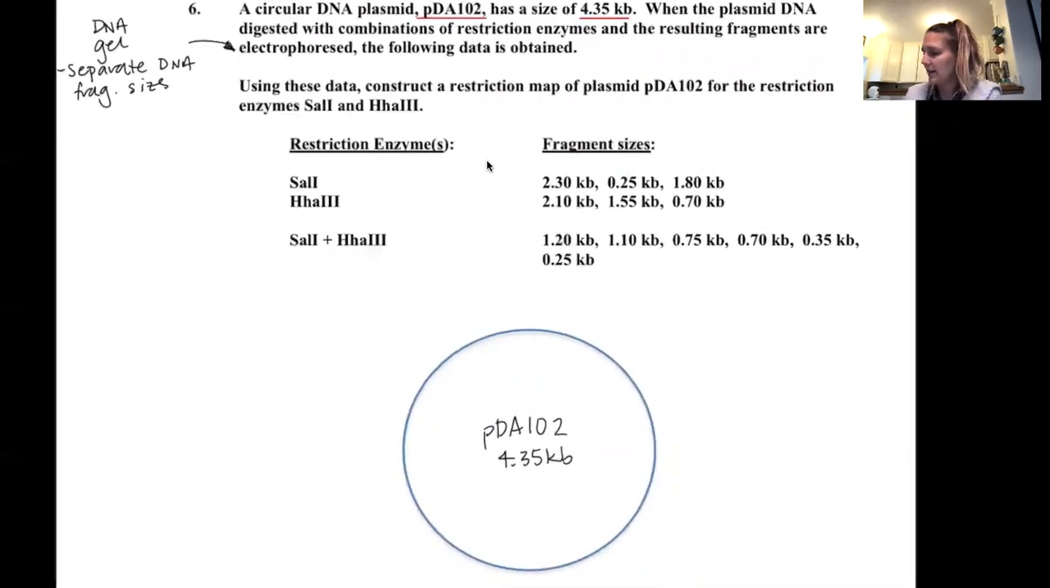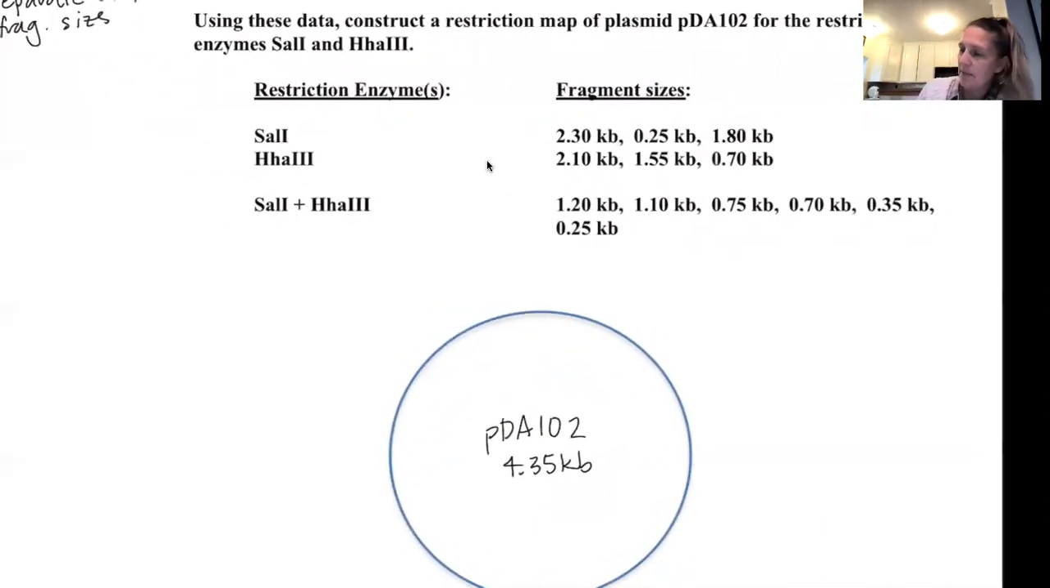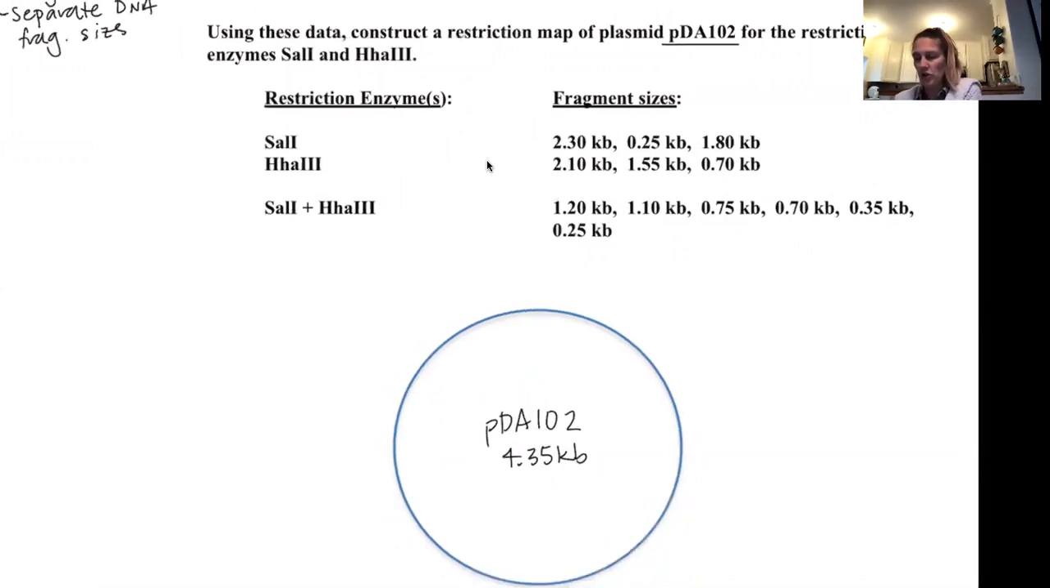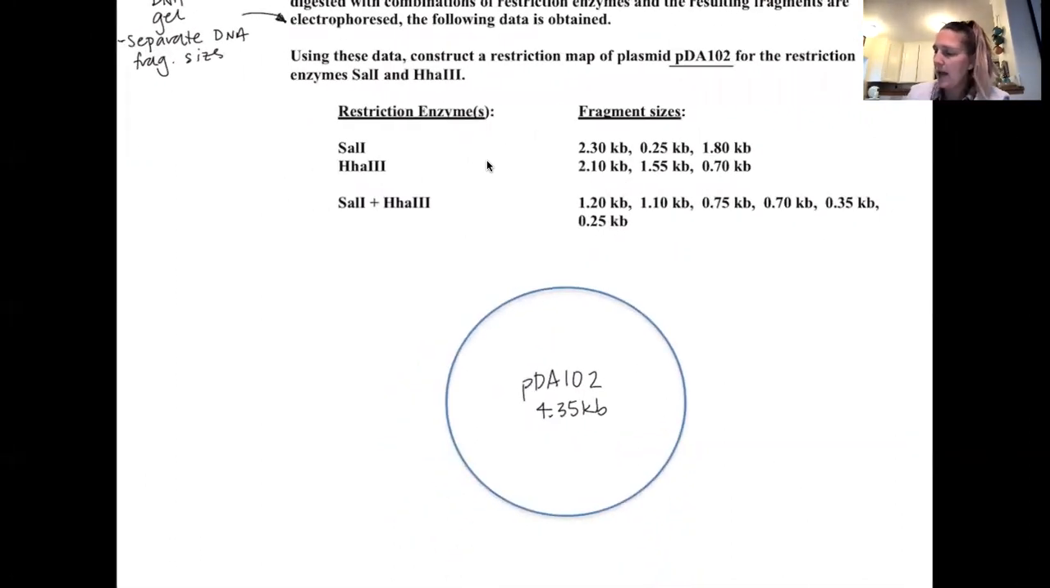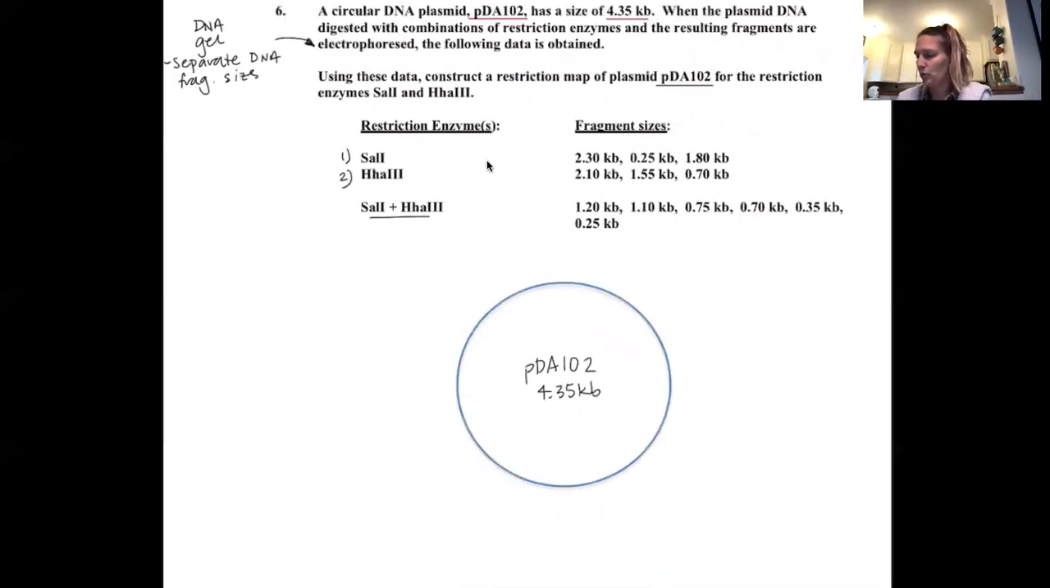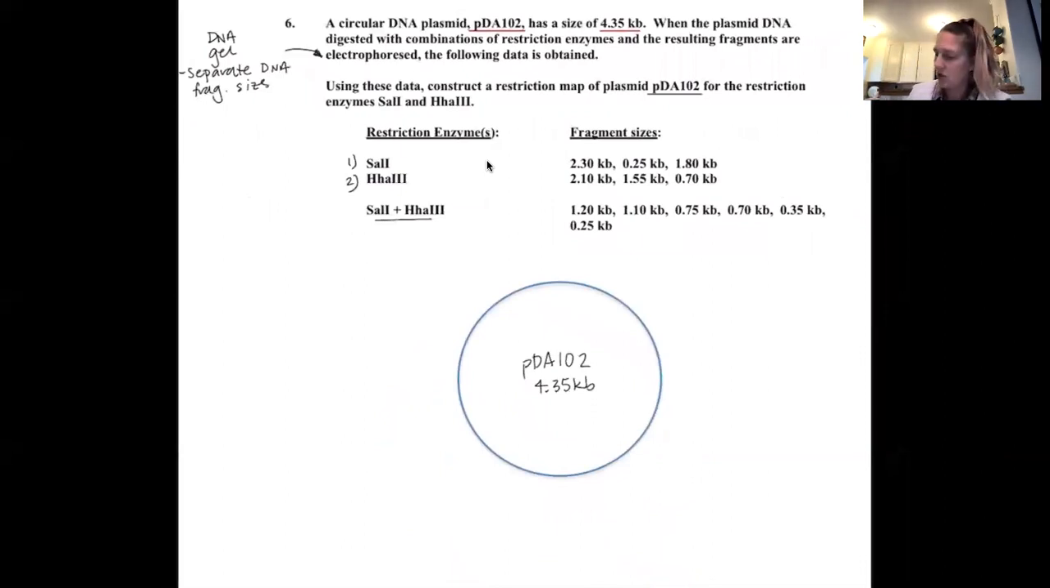Okay, using these data, construct a restriction plasmid map for plasmid DA-102 for the restriction enzymes SAL1 and HHA3. So we know that we're using two different restriction enzymes, and then we're putting them together when we use both of them, and they give certain fragments. So I always like to start these separately. So I'm going to do SAL1 alone.